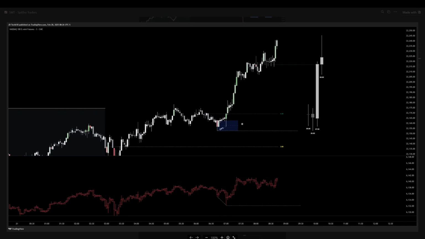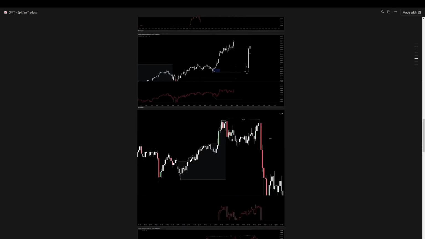Okay, so you've got time-based liquidity there, and you've got SMT at that time-based liquidity. So this is an example where you would have had that nice 1 hour confirmation as well as a local SMT.